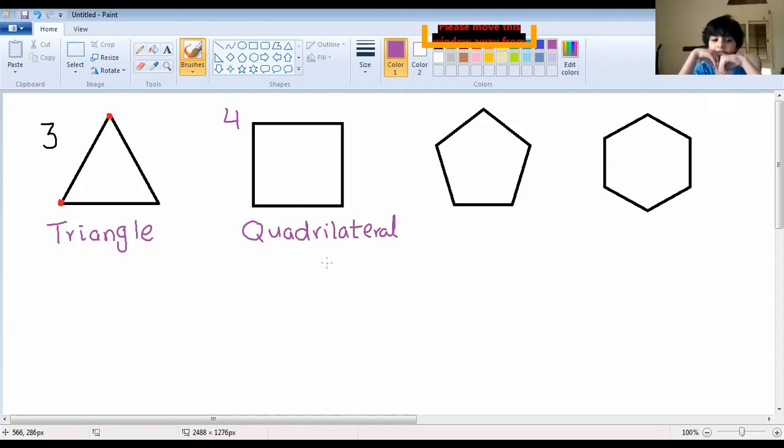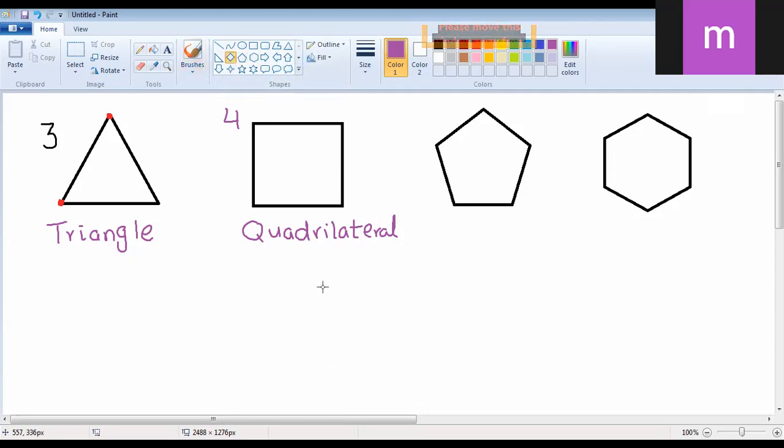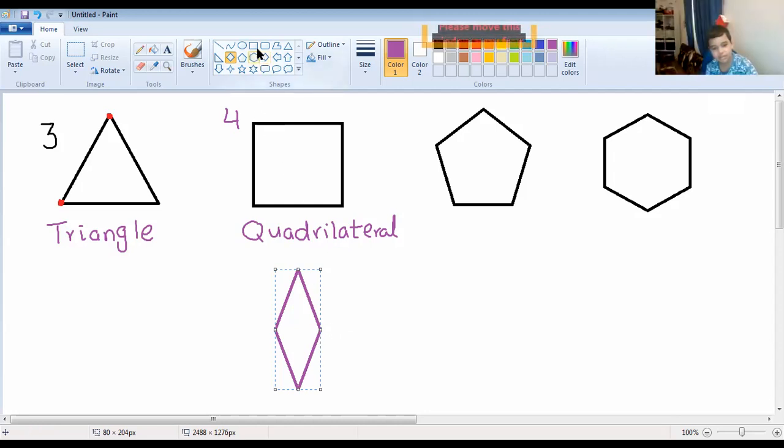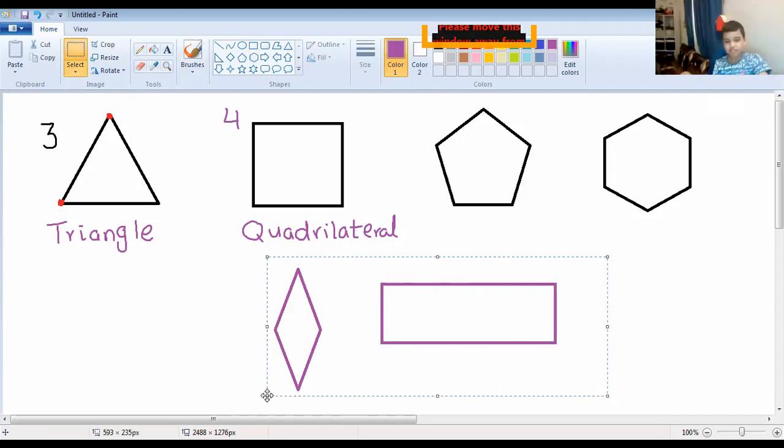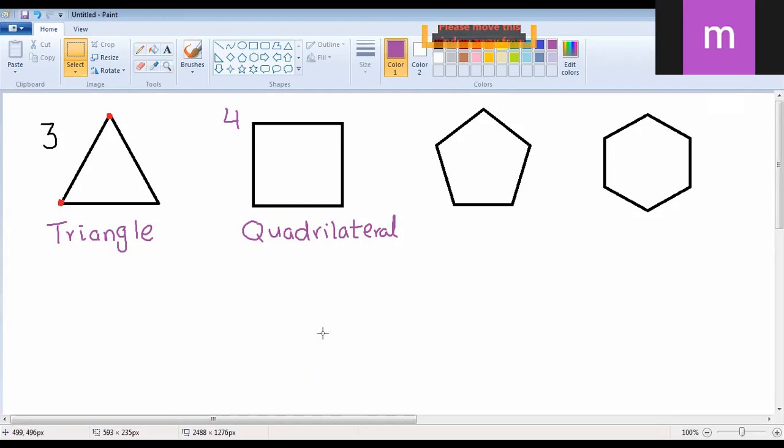The square, the rectangle, the rhombus. Saleh, look. If I draw something like that, this is a rhombus. We have 4 sides, so we can say it's a quadrilateral. Also, if I draw something like that, this is a rectangle. The rectangle also has 4 sides. Any 4 sides, we can say it's a quadrilateral.